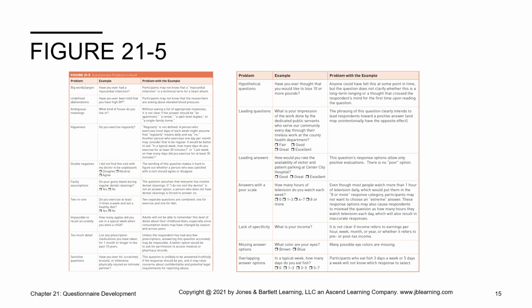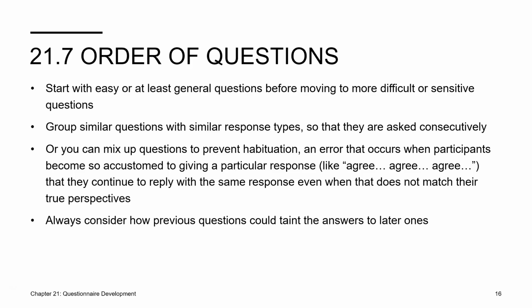This is really good to reference when you're making your questionnaires for any group projects. So section 21.7 goes over the order of questions. There's different ways to put different questions. It depends on your study, the goal of the study, and sometimes researchers have different preferences. One way of doing it is to start off with the easy or least general questions before moving to more difficult and sensitive questions.